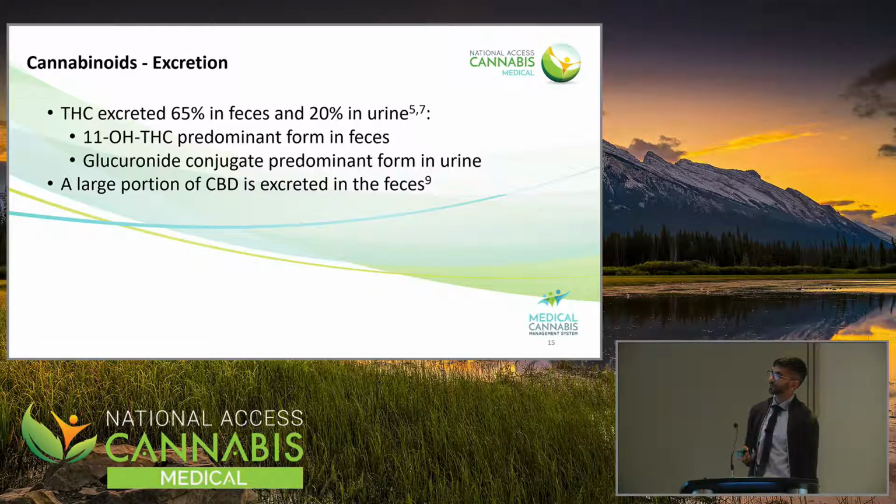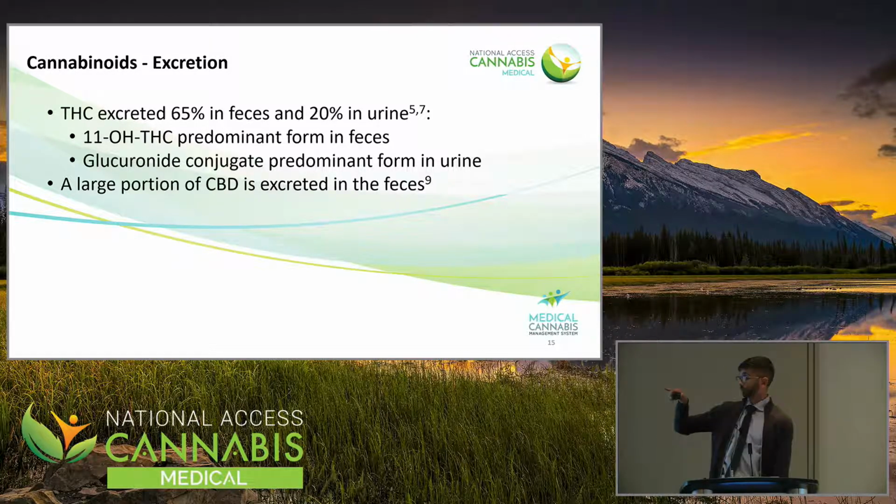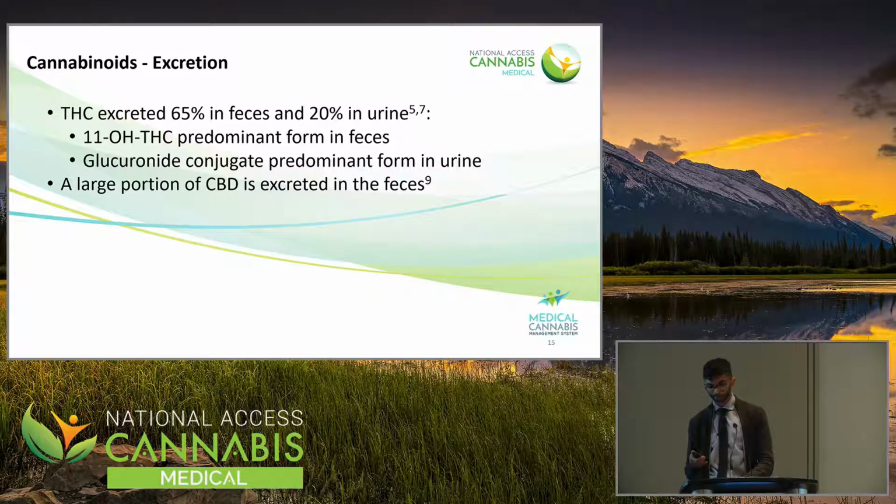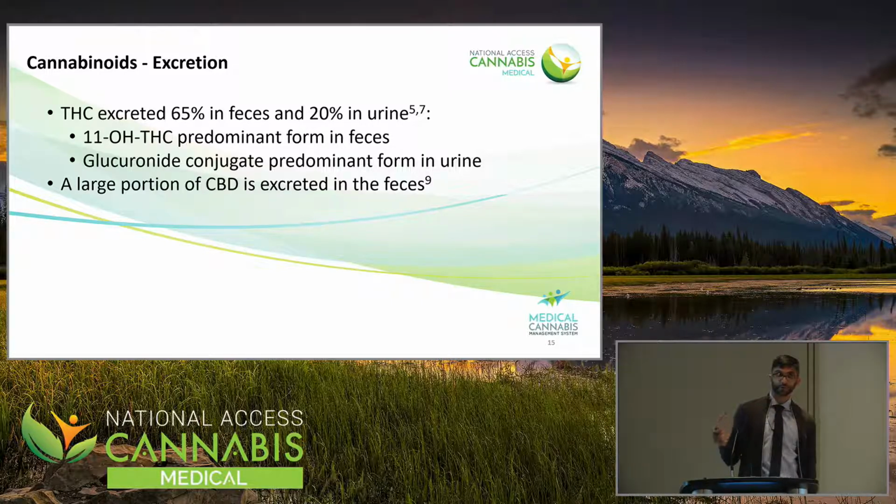Excretion-wise, THC is primarily excreted in the feces, 65%, less so in the urine. The 11-OH form is the predominant form in the feces, and the glucuronide conjugate is the predominant form in the urine. And CBD, with the new data that we have, is primarily put through the feces. So I know I blew through it really fast, but if you have any questions, you can definitely ask me right at the end.